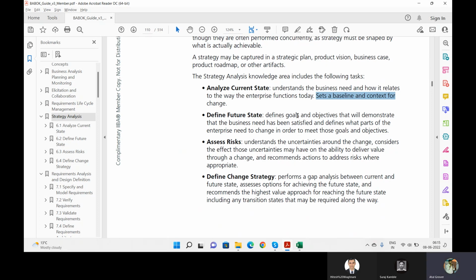Define goals and objectives that will demonstrate that the business need has been satisfied, and define what part of the enterprise need to change in order to meet those goals, कि मुझे कहां कहां चेंजेस करने पड़ेंगे, किस किस डिपार्टमेंट में चेंजेस करने पड़ेंगे, ये चीजें यहां पर आती हैं. ठीक है, then if you are making any changes definitely you have to do this thing as well, what I can say, risk assessment, assessing the risk as well, that is called assess risk, because you are going into the future state.